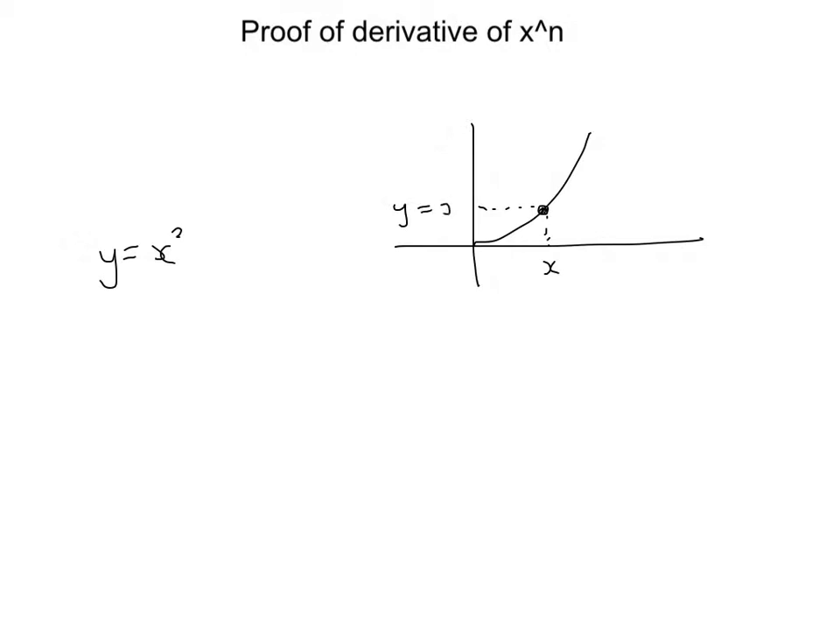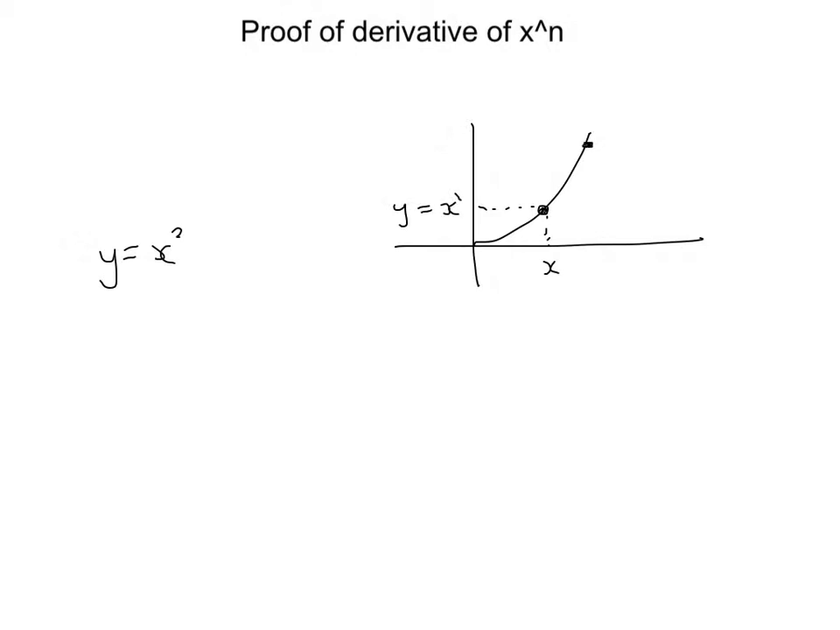We're going to start the proof of the derivative of x^n by doing a couple of little examples like x squared and x cubed, and then I'll go into the general x to the n. So let's look at y equals x squared. We've got an x squared function like this. We put a point on there and that's x. So this here is y equals x squared.